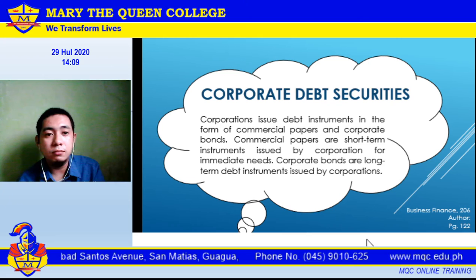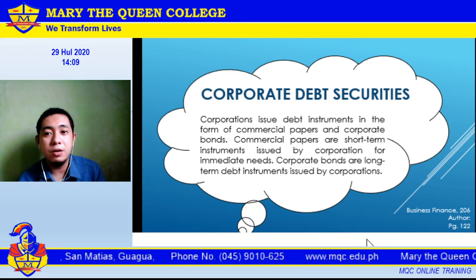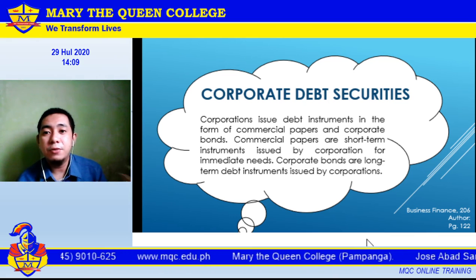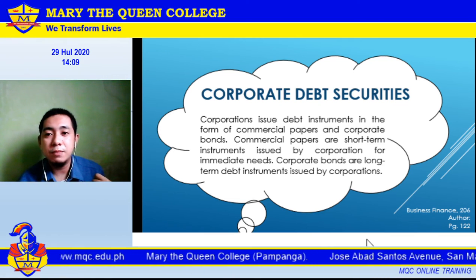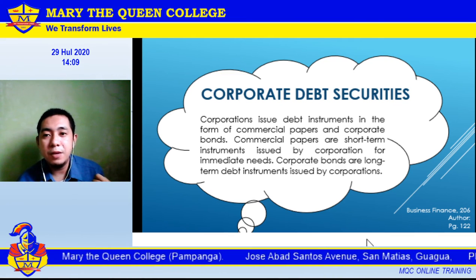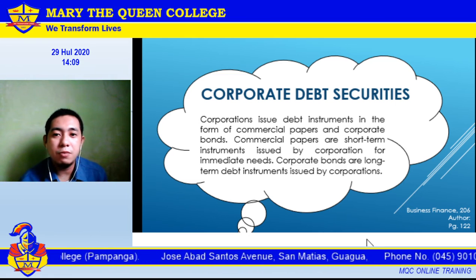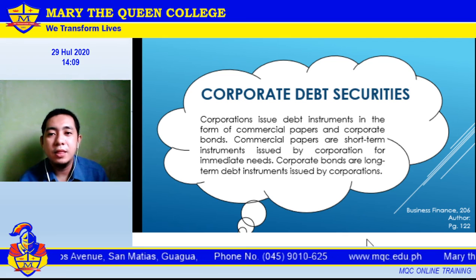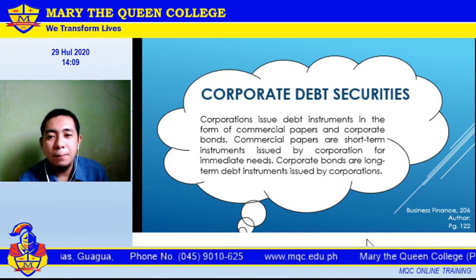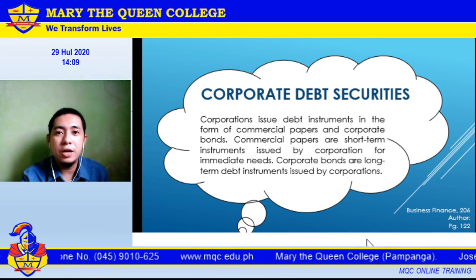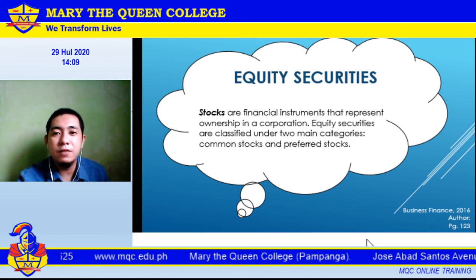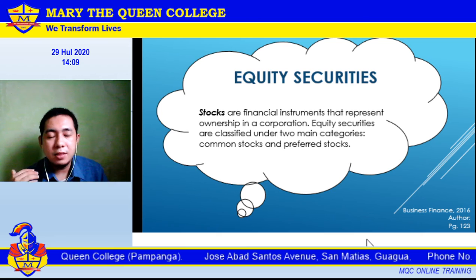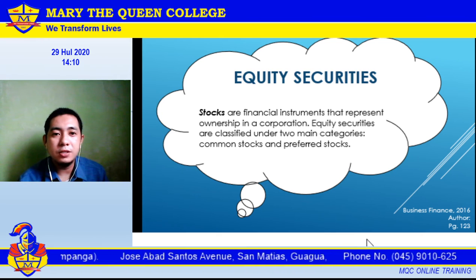Then also, corporate debt security. Ito naman, kung meron tayong government security, meron naman corporate. Nagpapahiram naman sa mga private sectors. Corporations issue debt instruments in the form of commercial papers and corporate bonds. Commercial papers are short-term instruments issued by corporations for immediate needs. Corporate bonds are long-term debt instruments issued by corporations. So, ito, pagpapahiram naman sa private individuals or companies.